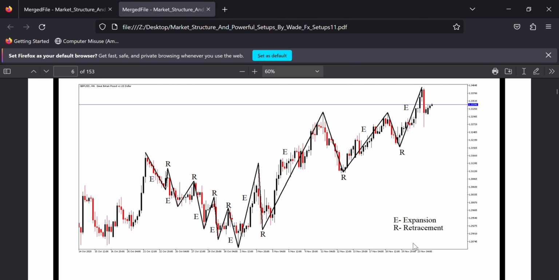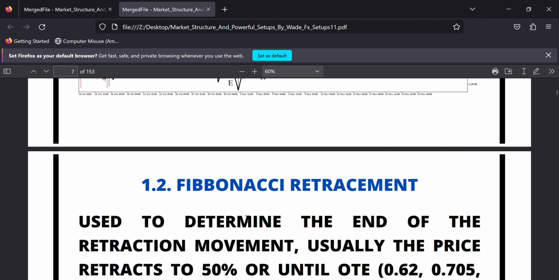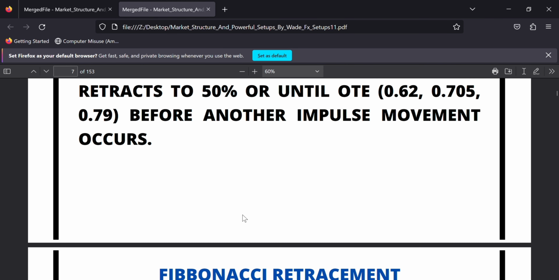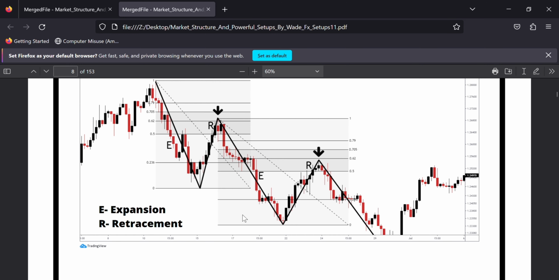Let's see on the chart. This is the chart. We have expansion, retracement, expansion, retracement, expansion, retracement. I'm going to go deep into this. Keep watching. Expansion, retracement, then the market changes character, then it has a break of structure here. I'm going to explain that also.